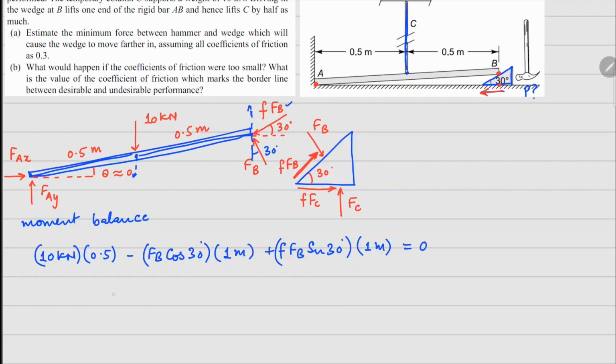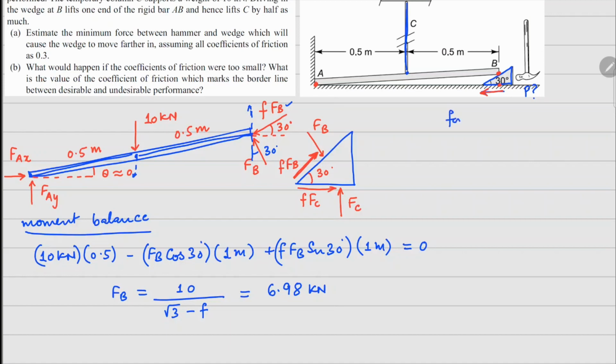Now everything is known in this, so if I substitute all the values and solve for FB here, the value of FB comes out to be this minus f, and when you simplify this, this is 6.98 kilonewtons.